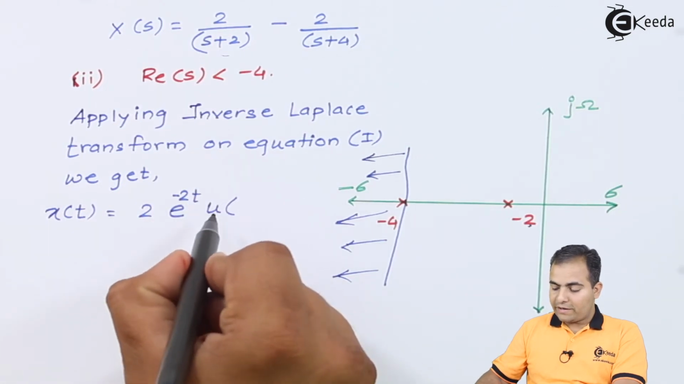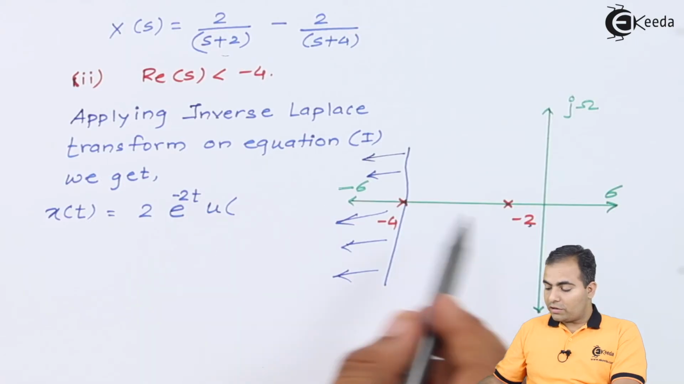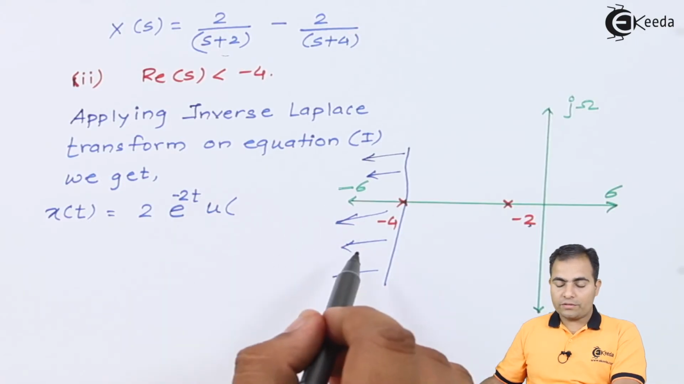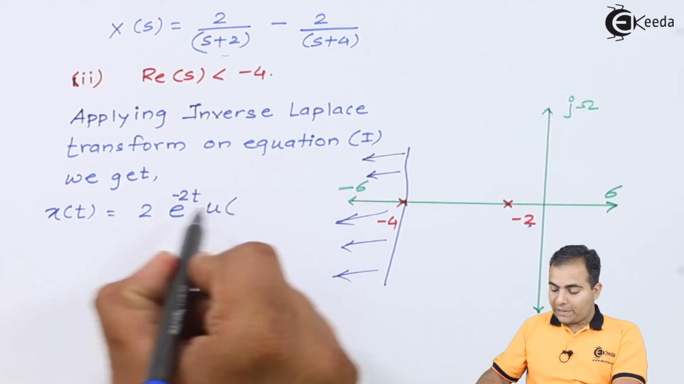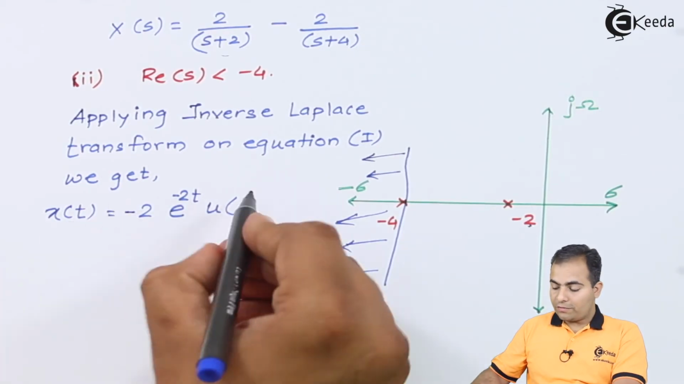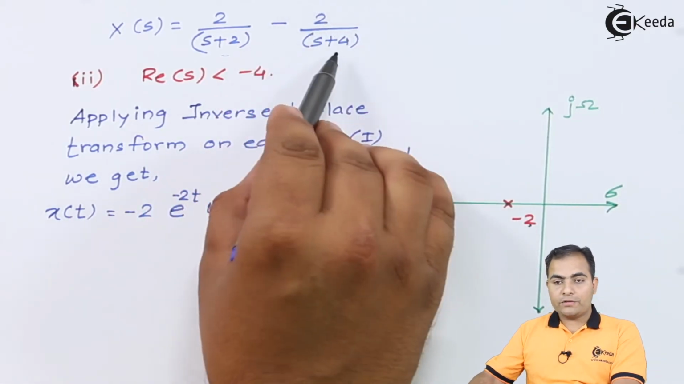But look here, as the ROC is left-handed sided, all the poles will follow the same ROC, which means this unit step is replaced by -u of -t. Then we'll find out the ROC for this.